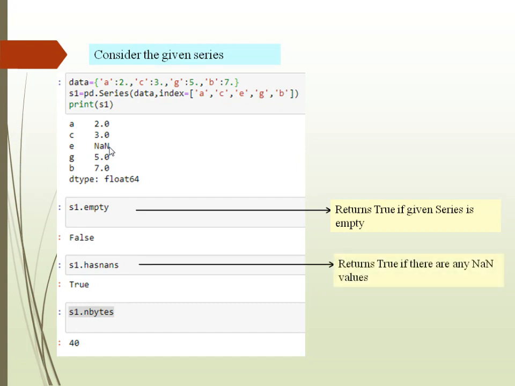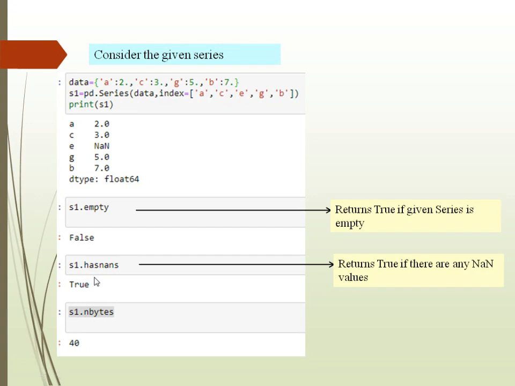Next is hasnans. It means it returns true if any NaN value is present in it. So this series S1 has a NaN value present in it. That's why it displays true. Clear?